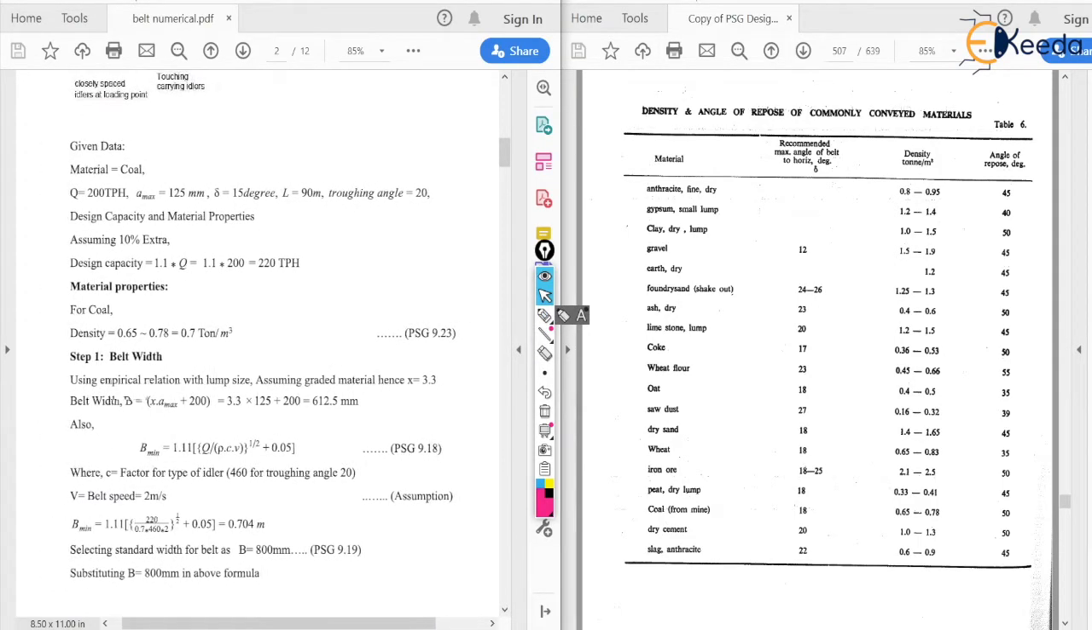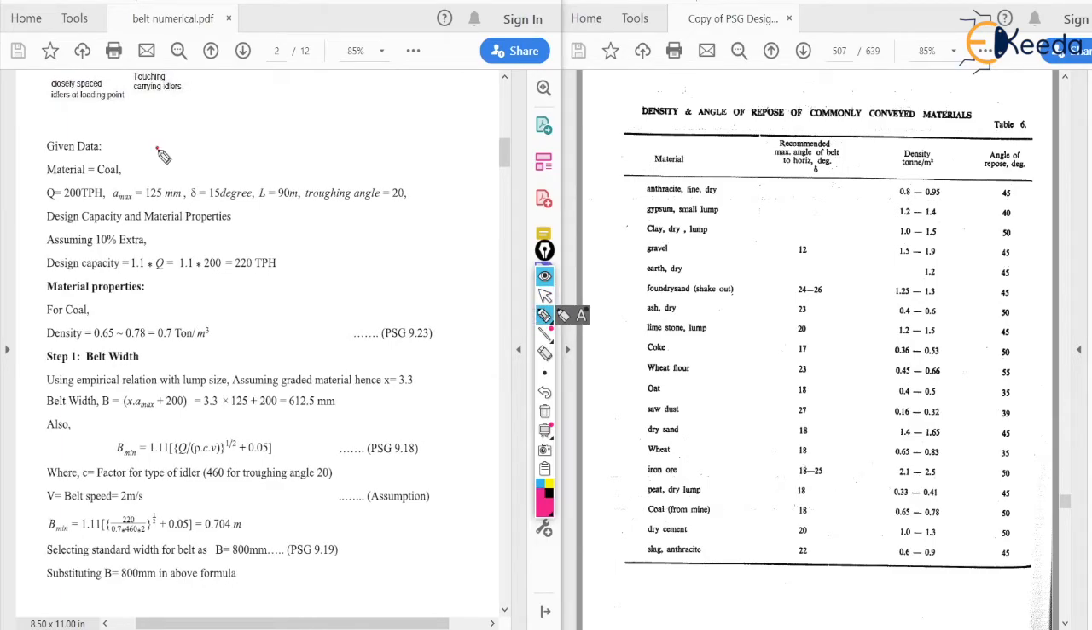Now the given data: the material is coal. The Q value, that is capacity, is 200 tph, tons per hour. We have 125 as lump size, inclination 15 degree, and the total length is 90 meters. Sorry, the distance between two centers is 90 meters, and the troughing angle is 20 degree. Now let's assume 10% extra load or 10% extra capacity. We have Q value 200 tph, and by adding 10% extra we get 220 tph.